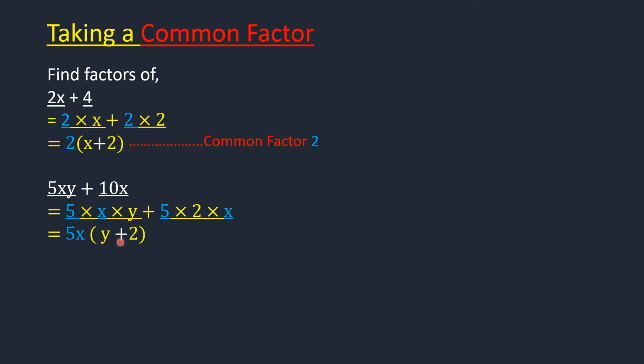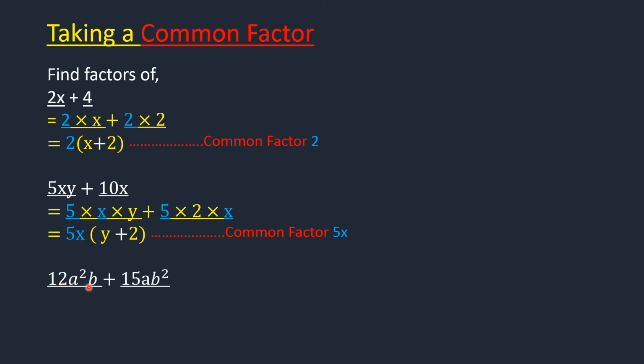So we have in all 3 factors. The first is 5, x and y plus 2, but here we will call 5x as the common factor. So we have y plus 2 is a factor which also is a group of terms. So let's see the third example.